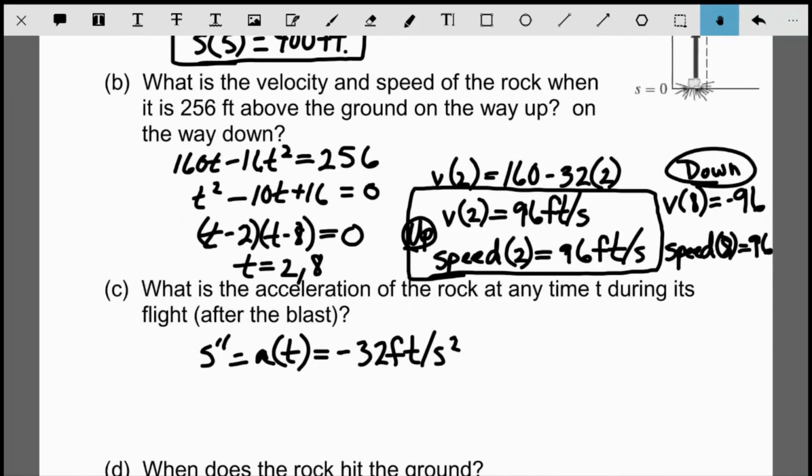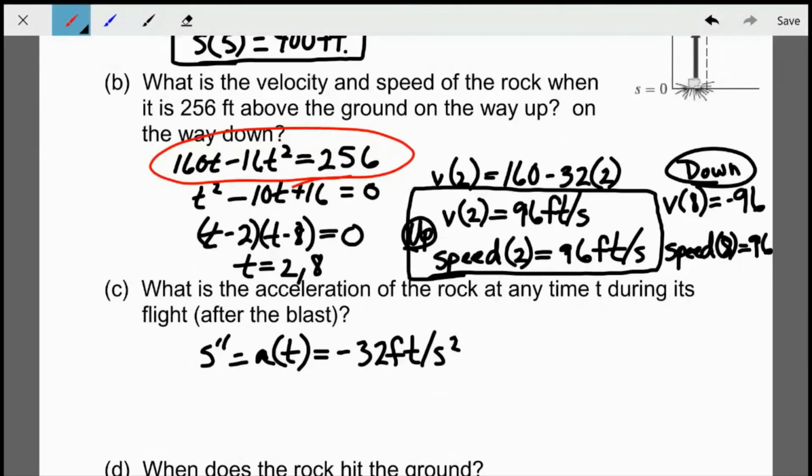Okay, part B, what is the velocity and speed of the rock when it's 256 feet above the ground on the way up and then also on the way down? Well, they didn't tell us what point in time we're talking about. So we've got to figure out what point in time they are referencing. So this is my position set equal to 256 feet. I want to know, when does this happen? So notice we've got this kind of ugly equation to try to factor. Most of the equations you're going to see in this class are going to be equations that you can factor fairly easily.